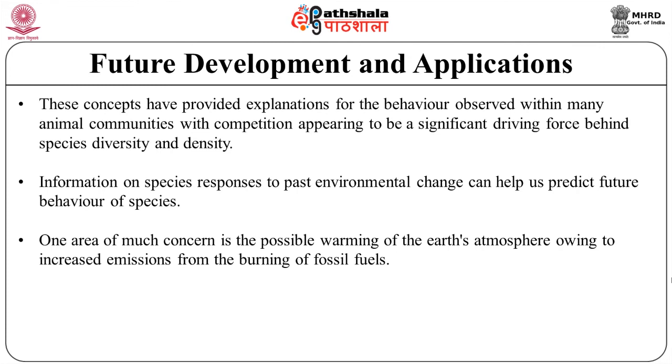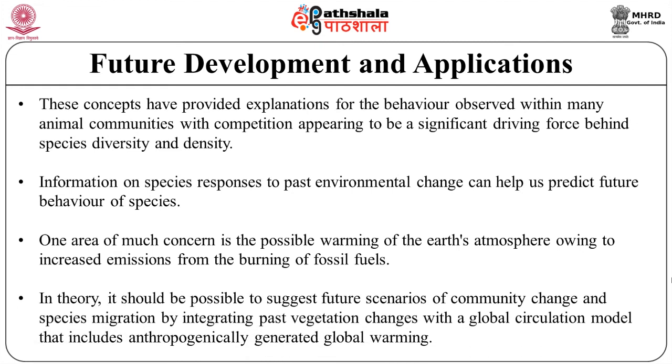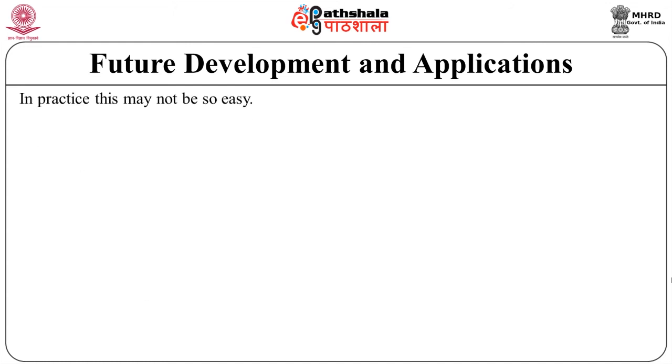One area of much concern is the possible warming of the Earth's atmosphere owing to increased emissions from the burning of fossil fuels. In theory, it should be possible to suggest future scenarios of community change and species migration by integrating past vegetation changes with a global circulation model that includes anthropogenically generated global warming. In practice, this may not be so easy.